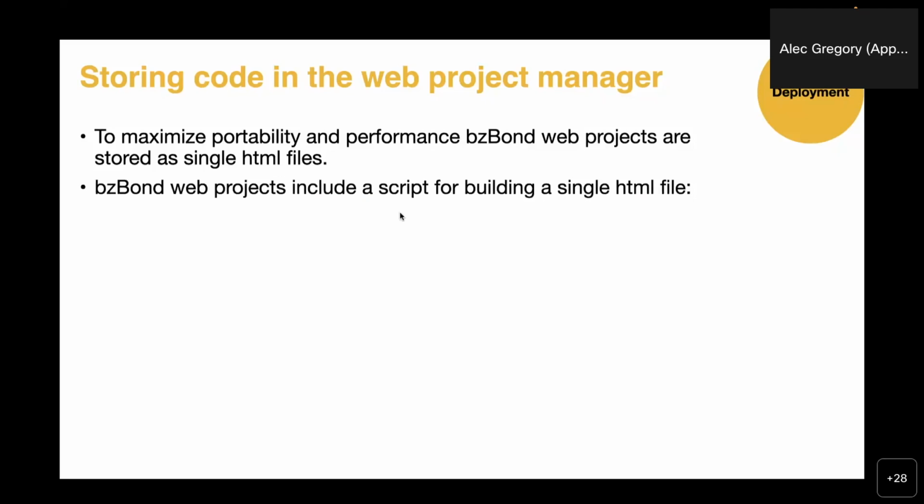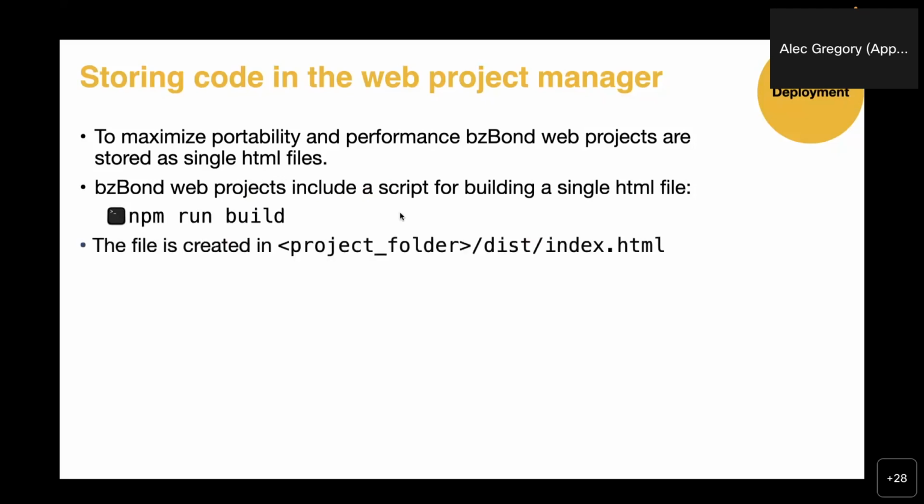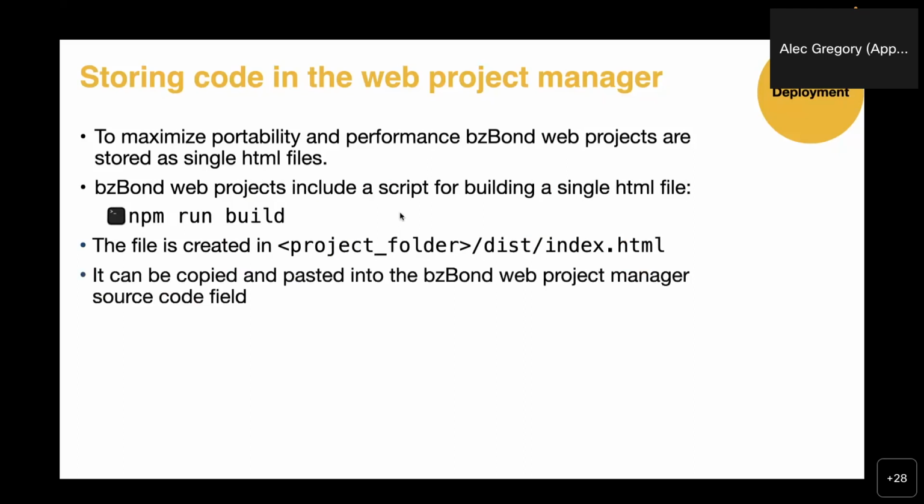There is a script included in the bzBond web project that does that for you, so you don't have to worry about how that is done. You just run the script when you're ready to build your project for production, and then it'll automatically create your single HTML file, always in this location. Whatever your project folder is, there'll be a subfolder called dist, short for distribution, and it'll have index.html in there. And that can just be copy and pasted into the web project manager.